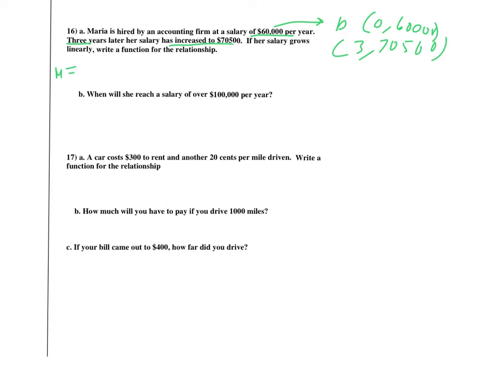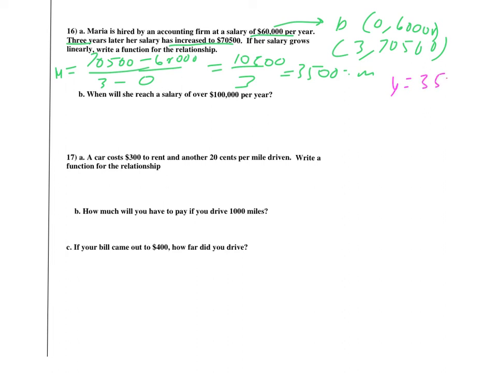So m equals 70,500 minus 60,000 over 3 minus 0. That would be 10,500 divided by 3, which comes out to 3,500. That's our slope, so she's getting a raise of $3,500 every year. Then we can write our equation. I would use y equals mx plus b since we have that b: y equals 3,500x plus 60,000.